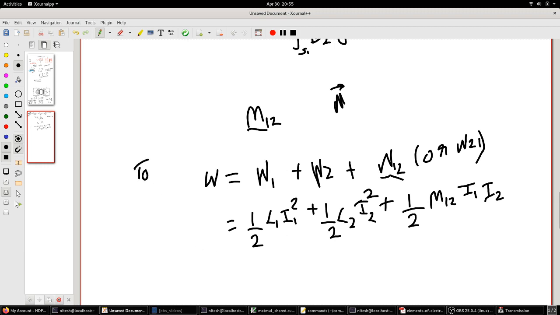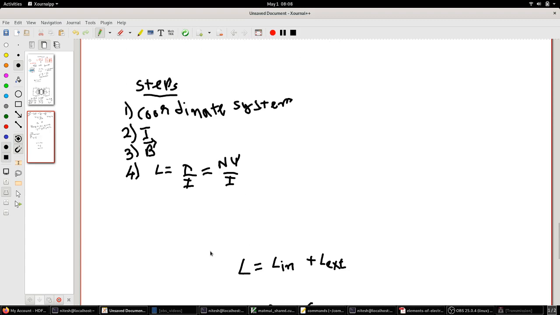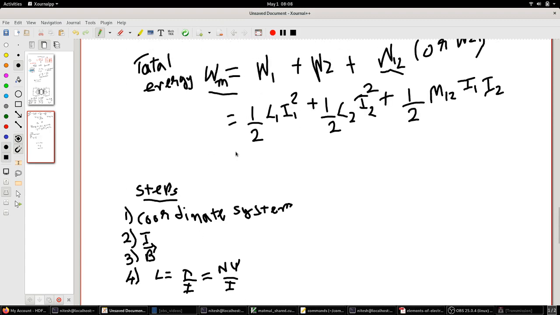So that's your total energy in a magnetic circuit. We can add a subscript of M just to tell that it is because of the magnetic circuit, or magnetic energy. So we have looked at magnetic energy. Now we'll just see how to go about it.